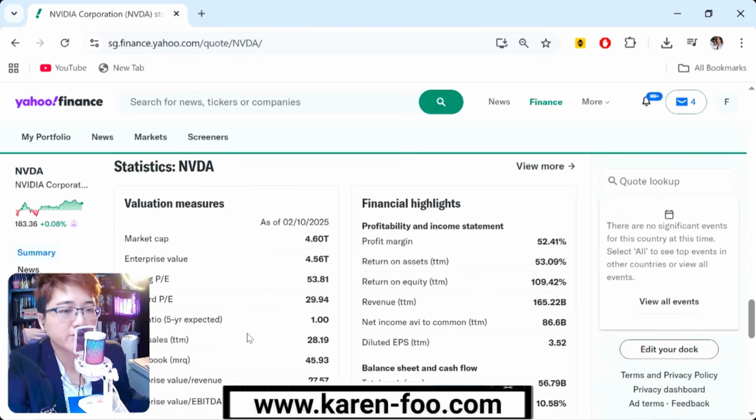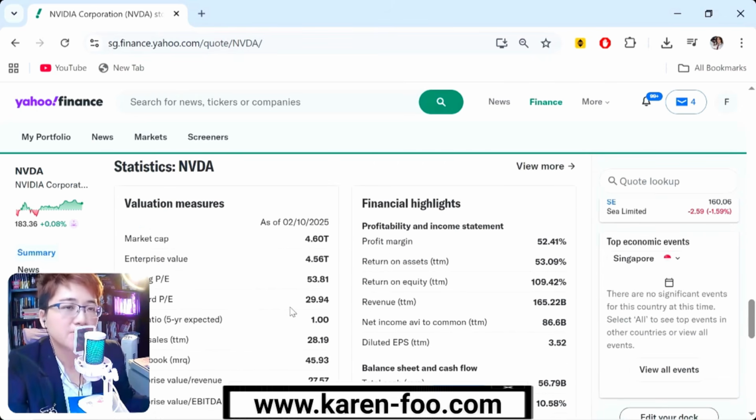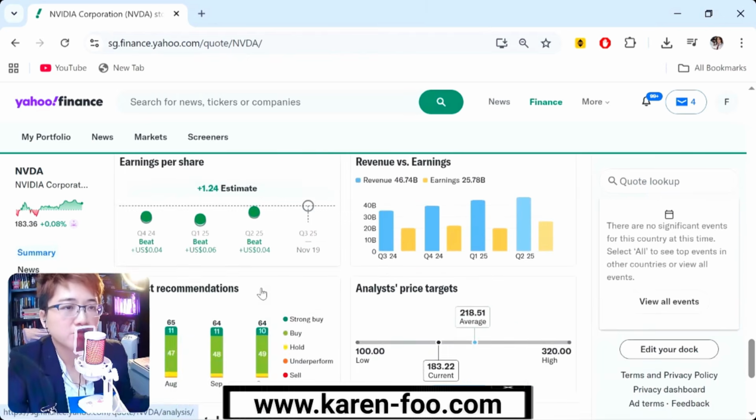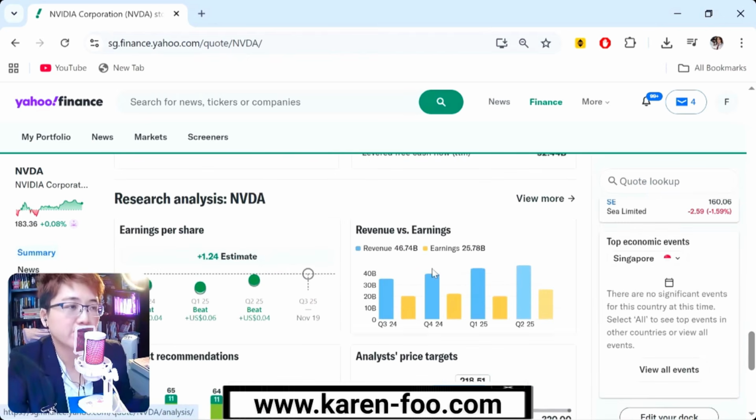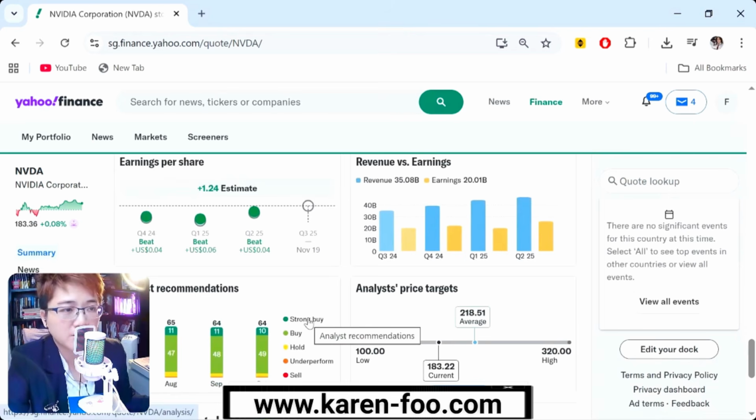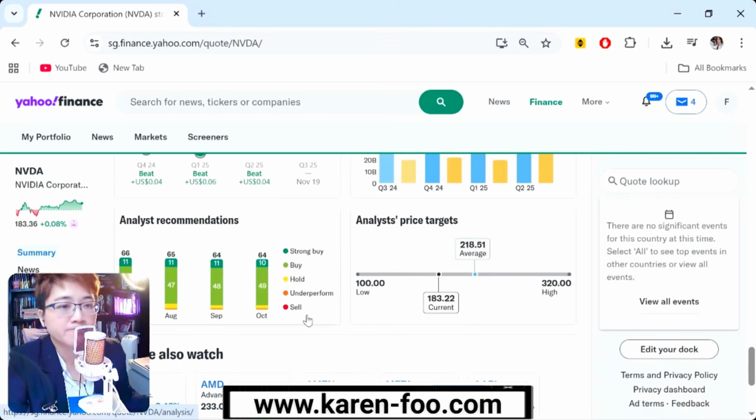And the statistics over here, these are the key metrics only because there are a lot more financial ratios. But if you're a beginner, try not to care too much about that for now. And when you scroll down all the way, you would have research analysis. Later, I'll give you a better website as compared to this because this is just a very brief summary.